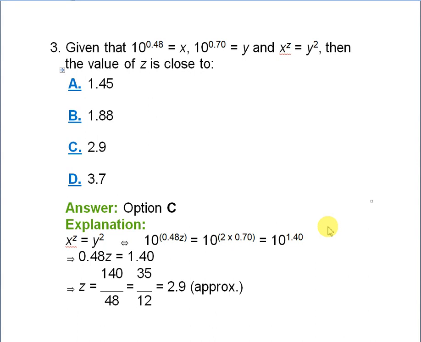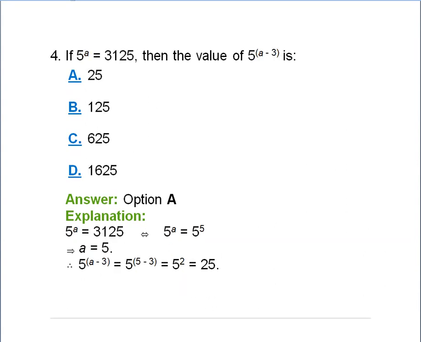So now the base is the same, so we'll compare the powers. 0.48z equals 1.40, and so we can calculate z from here, which is 140 by 48 equals 35 by 12, that is 2.9 approx, which is option C, your answer. Moving on to further questions.